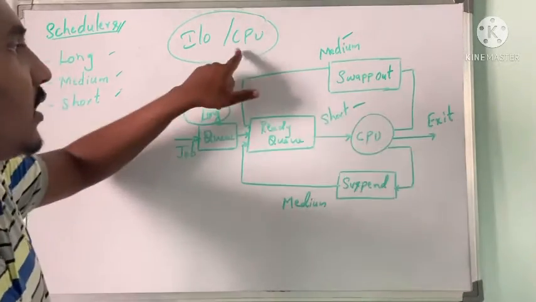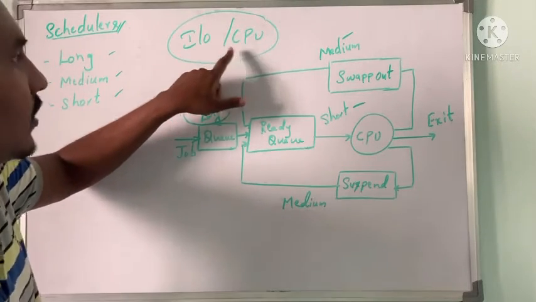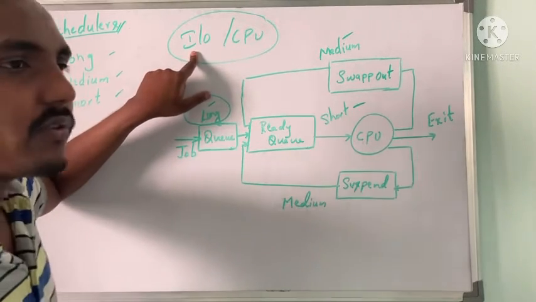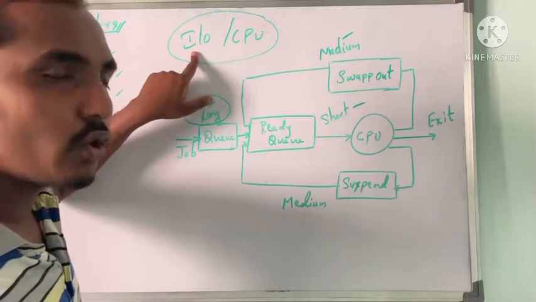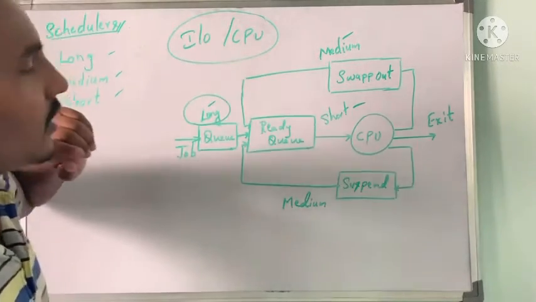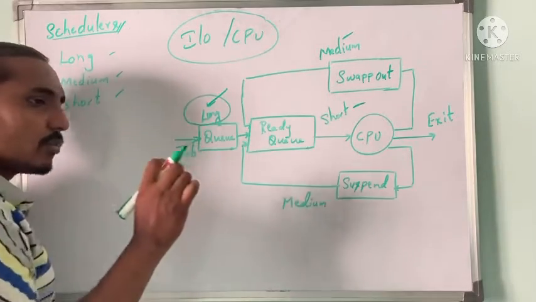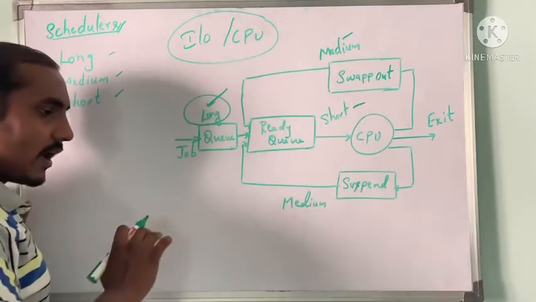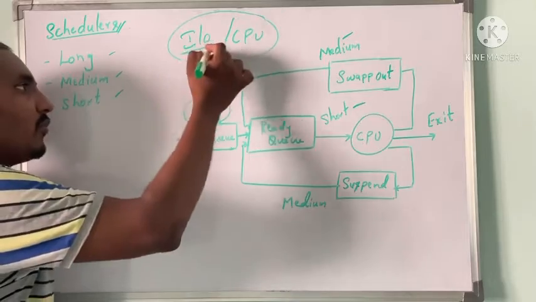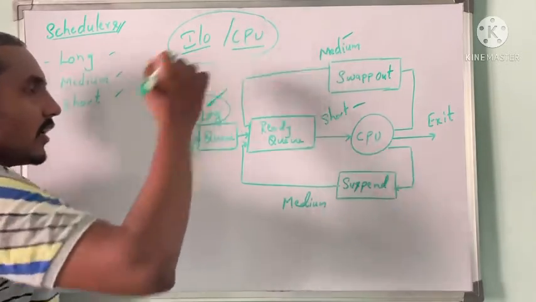CPU is the one who will be executing the process, and for executing that process, if you need any input and if you want to print any output, we will be using IO. Now, this long-term scheduler's function is to select the process which will be having a balanced number of input output functions as well as CPU functions.